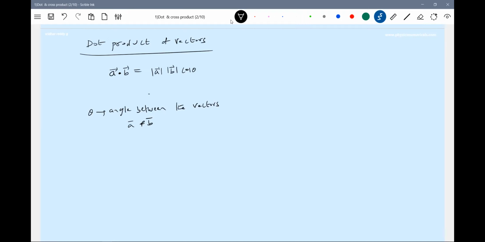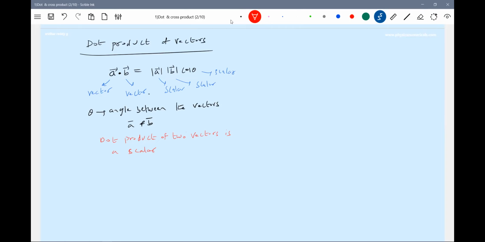Now, what is a bar? A bar is a vector. B bar is a vector. A is a scalar, b is a scalar, cos theta is a scalar. So the dot product of two vectors will be a scalar only. This is a vector, this is a vector, and this is a scalar. So what conclusion can I make? The dot product of two vectors will be a scalar quantity.